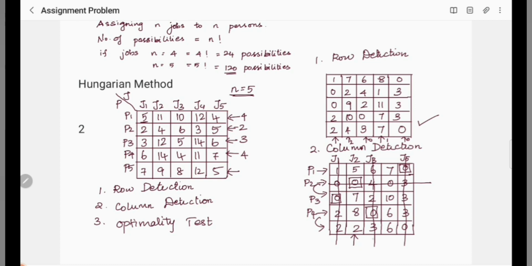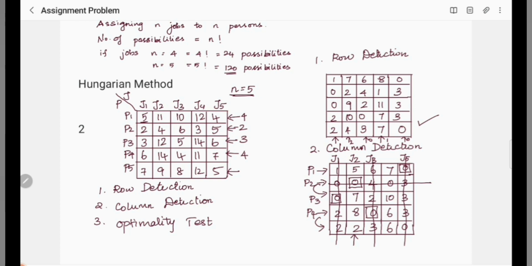That's it. And afterwards, we move to the next column. It is already struck out. Next, we move to the next row. It is also struck out. Here we don't find any 0, so we skip it. So totally, we have done the row scanning and allocated a few jobs to a few persons, and next we have done column scanning and allocated a few jobs to a few persons.